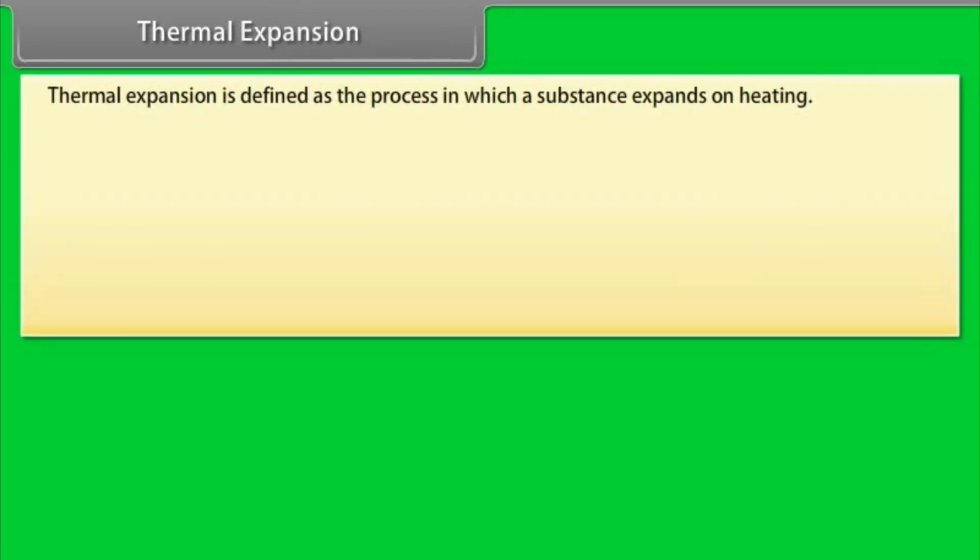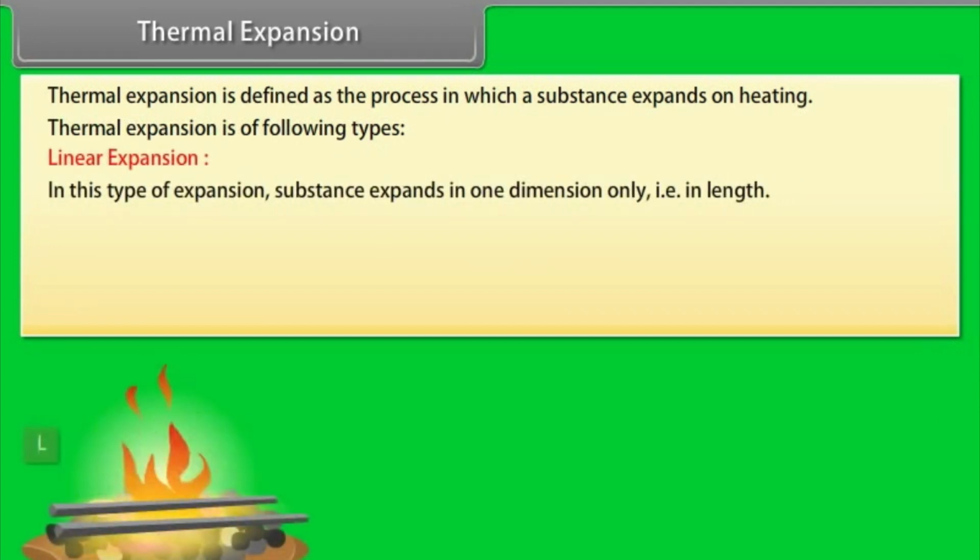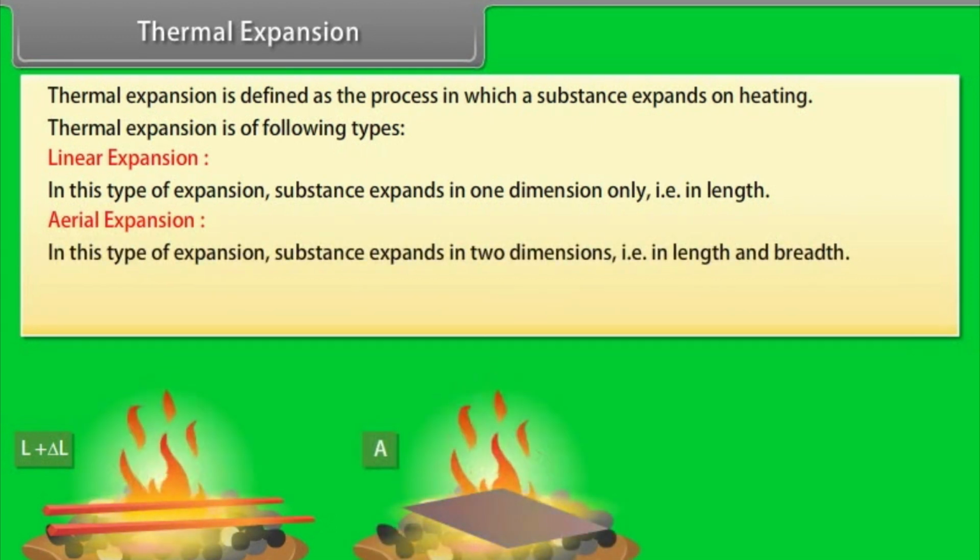Thermal expansion. Thermal expansion is defined as the process in which a substance expands on heating. Thermal expansion is of the following types. Number 1. Linear expansion. In this type of expansion, the substance expands in one dimension only, that is, in length. Number 2. Areal expansion. In this type of expansion, the substance expands in two dimensions, that is, in length and breadth.